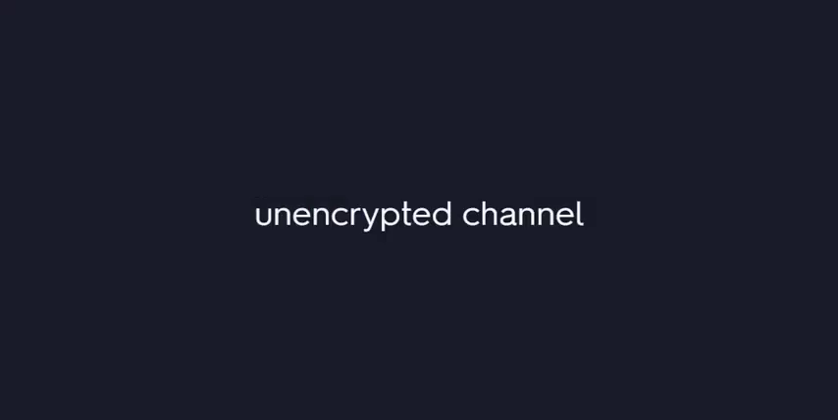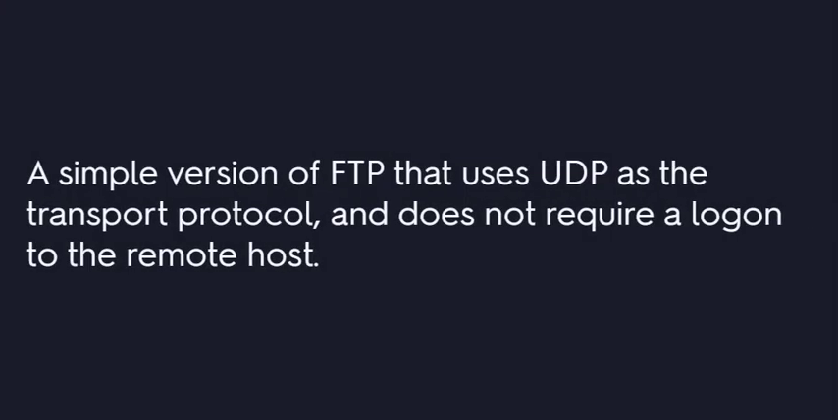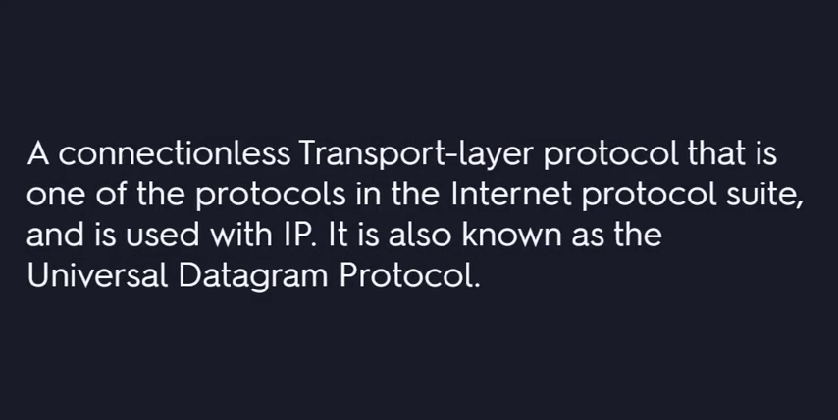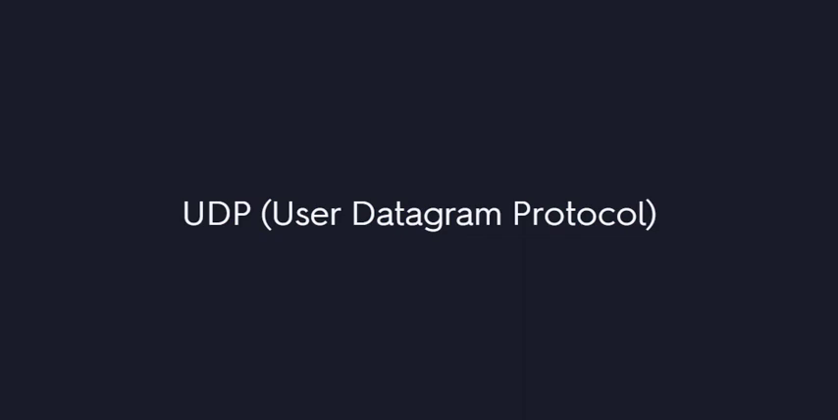A connection that uses unsecure protocols to transfer data. Unencrypted channel. A simple version of FTP that uses UDP as a transport protocol and does not require a logon to the remote host. TFTP. A connectionless transport layer protocol that is one of the protocols in the Internet Protocol Suite and is used with IP. It is also known as the User Datagram Protocol. UDP.